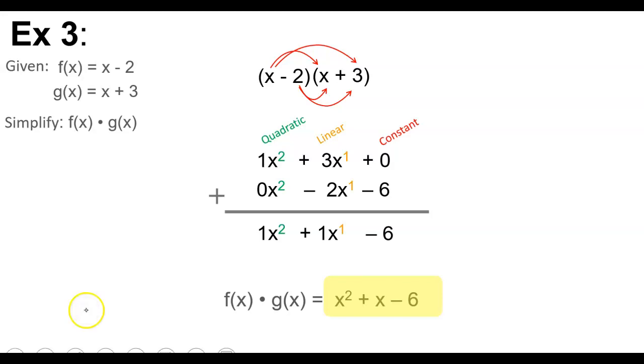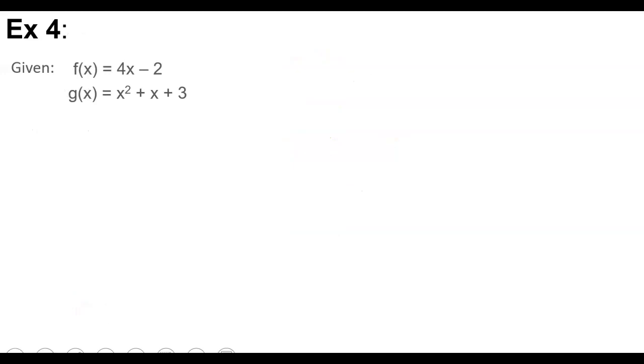All right, here we go. Now, same idea. What are we doing with these? F of x and g of x? Right here, multiply. So we have a 2-termed expression times a 3-termed expression.